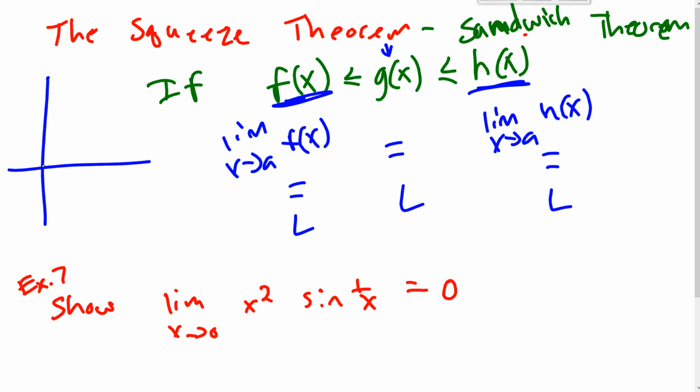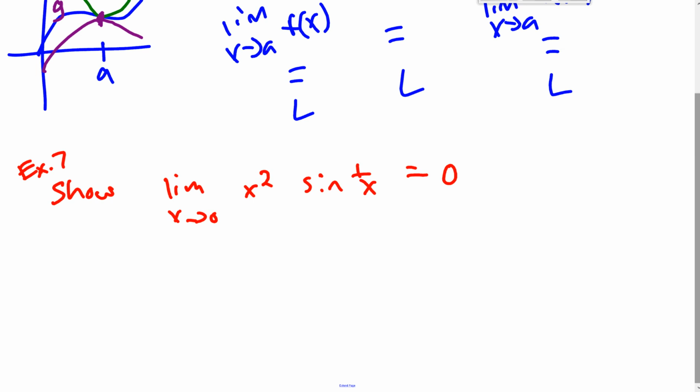So maybe if you have a graph, here's the function that you're trying to find the limit of at some a value. If you can find a function above and a function below that one, and at this value those two functions have the same limit, that means this function in between, g, must also have that same limit. So here's an example that I can show you.